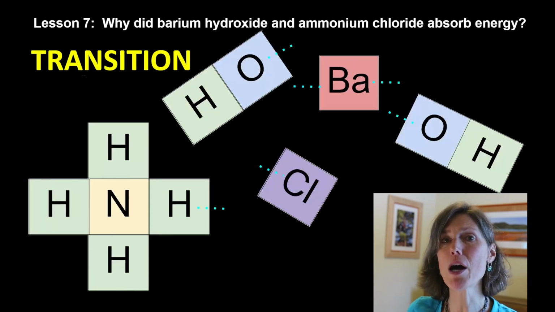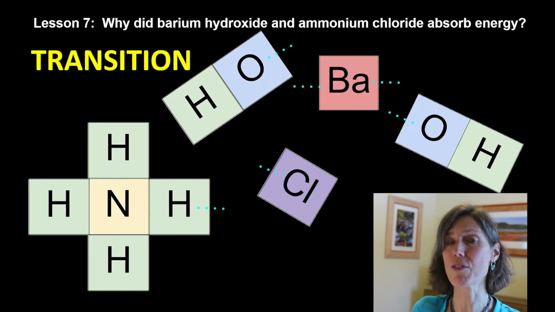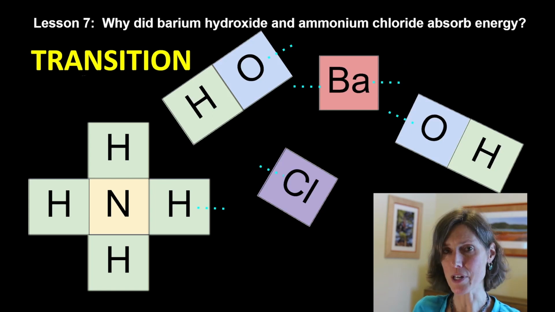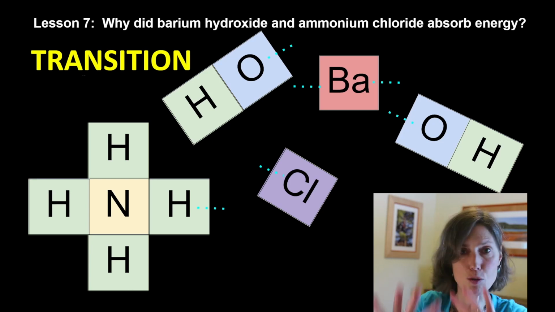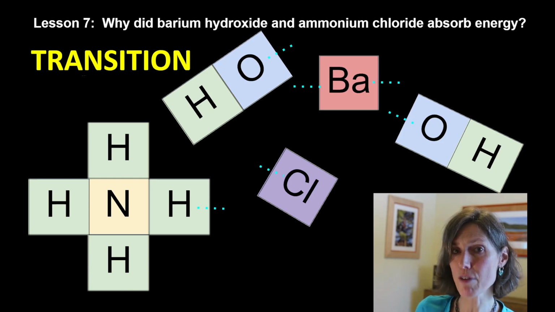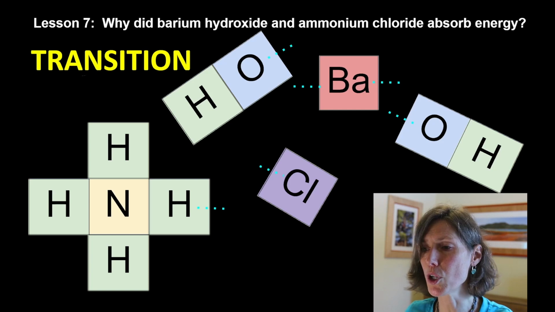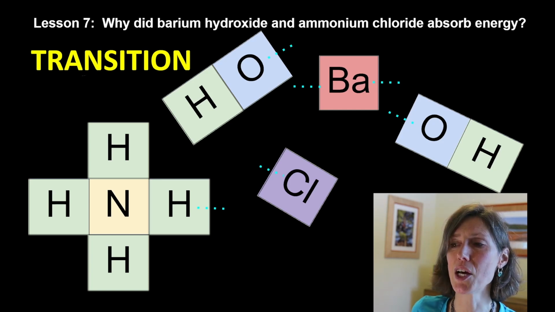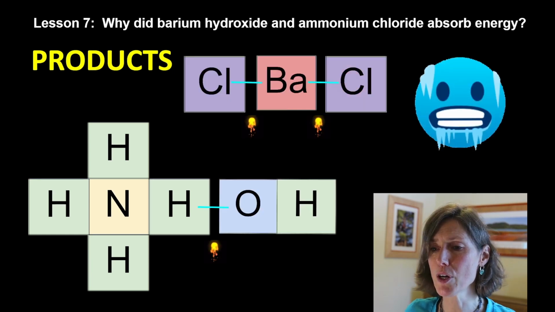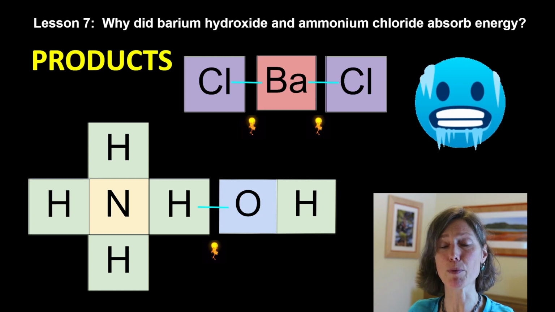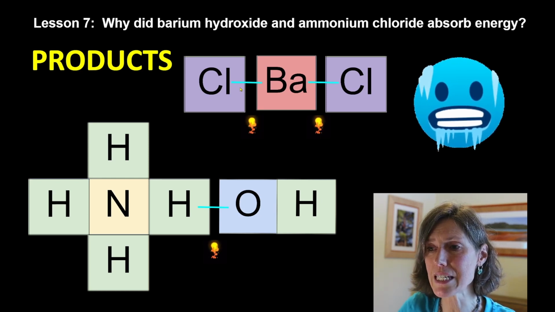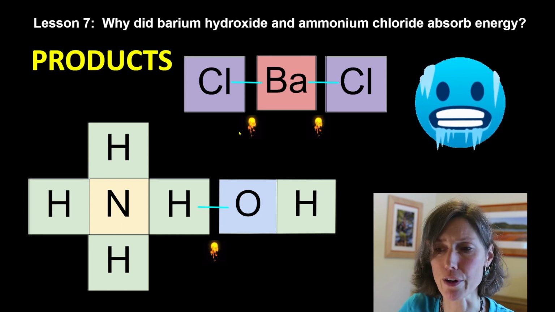So now these bonds are broken as part of our transition stage. So then what's going to happen? Well, we're going to see some reshuffling. So instead of ammonium hooking up with chloride and barium hooking up with hydroxide, let's mix it up a little bit. We'll make it more spicy, right? So ammonium's now going to hook up with hydroxide, barium with chloride, but notice that the teal bars are thinner.